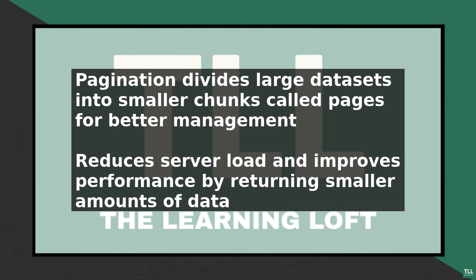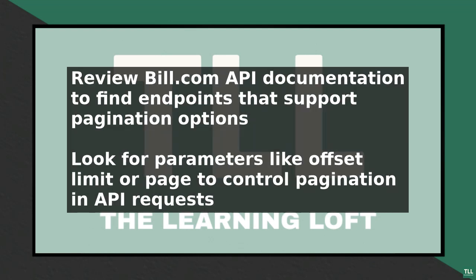First, you need to review the Bill.com API documentation to determine which endpoints support pagination. Typically, endpoints that return lists of objects, such as invoices or payments, will have pagination options. Look for parameters like offset, limit, or page, which are commonly used for pagination.